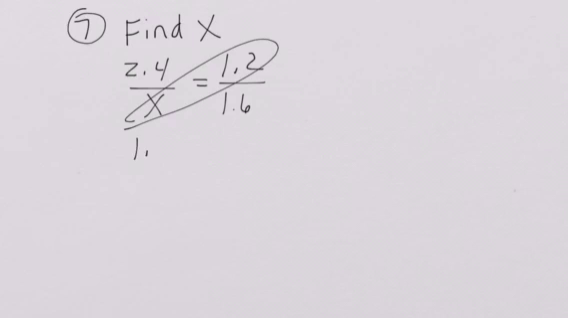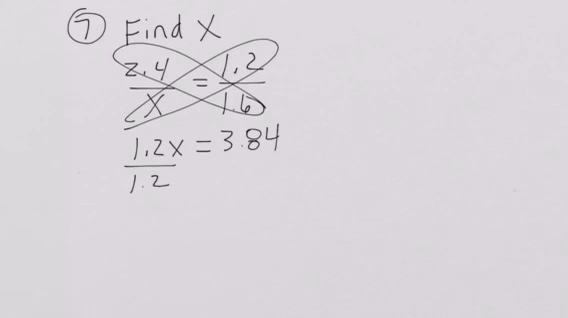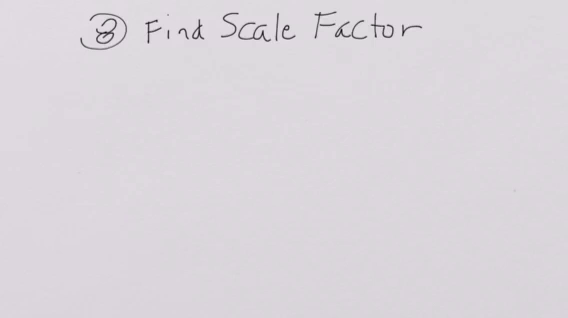We're going to have 1.2x is equal to 3.84. Definitely use your calculator. Finish out the other butterfly. Divide by 1.2, divide by 1.2, and x is going to be 3.2. So now we know the length of the larger rectangle is 3.2.